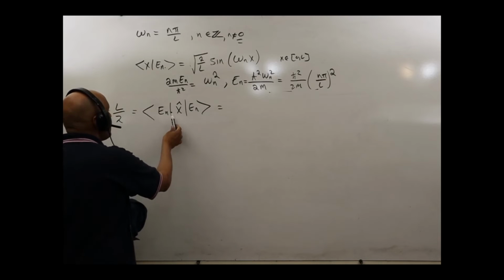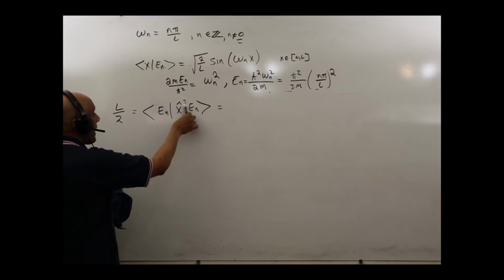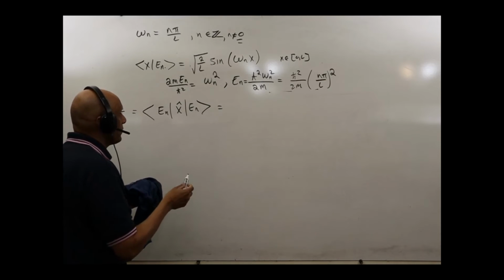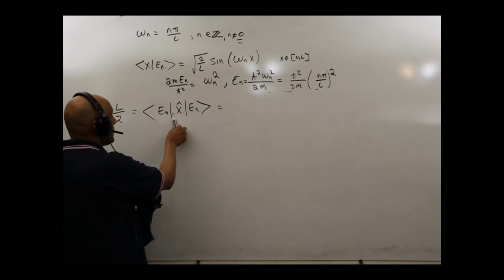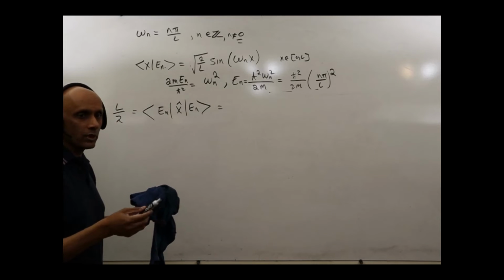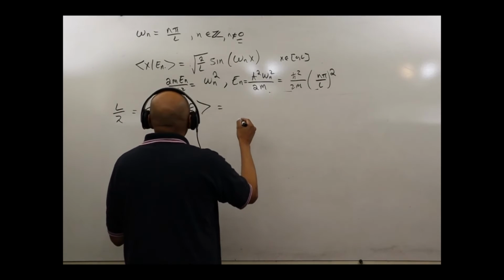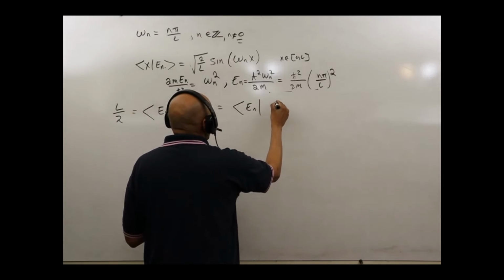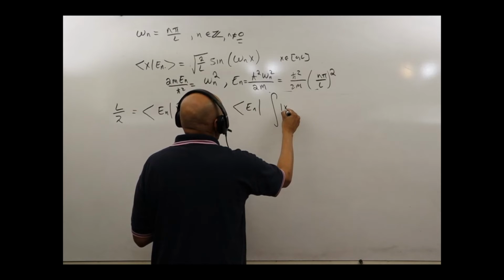So I need to convert this Dirac notation into an integral that I can calculate and evaluate. I'm going to sandwich it with the closure relation right over here. I'm going to use the closure relation for position. We're not working in momentum, though we could. And so we're left with ⟨En|, then the closure relation over here, ∫dx |x⟩⟨x|.